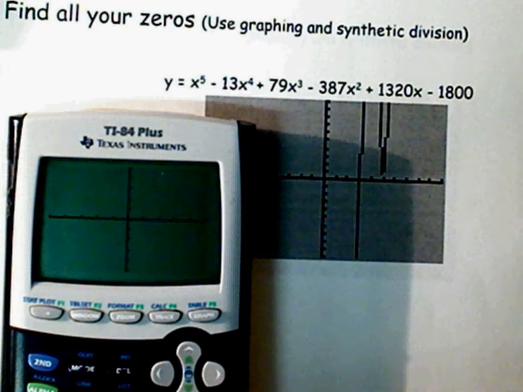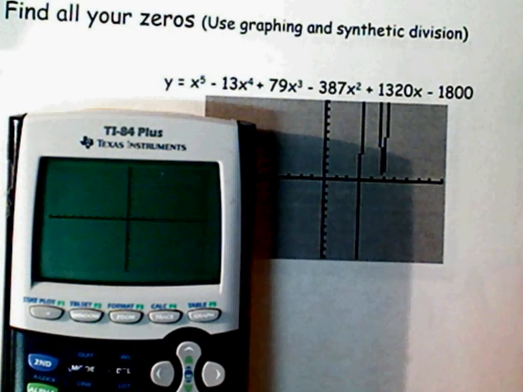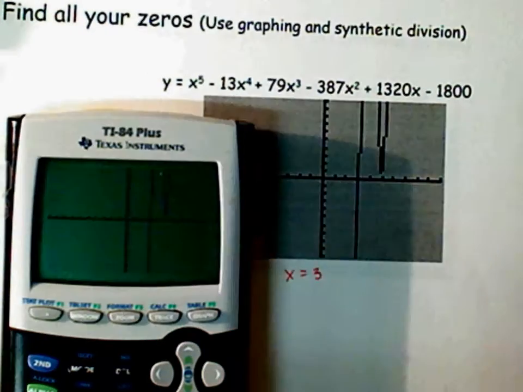I see a part of it. I don't see it all. Huh? Let's hit zoom. Maybe I can see a little bit better. Alrighty. So I know my first one is a 3. Okay? And then I know that one is an imaginary.